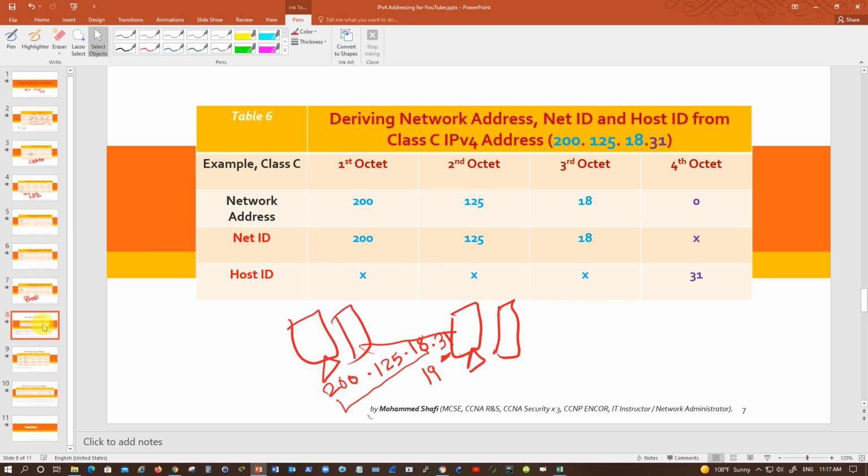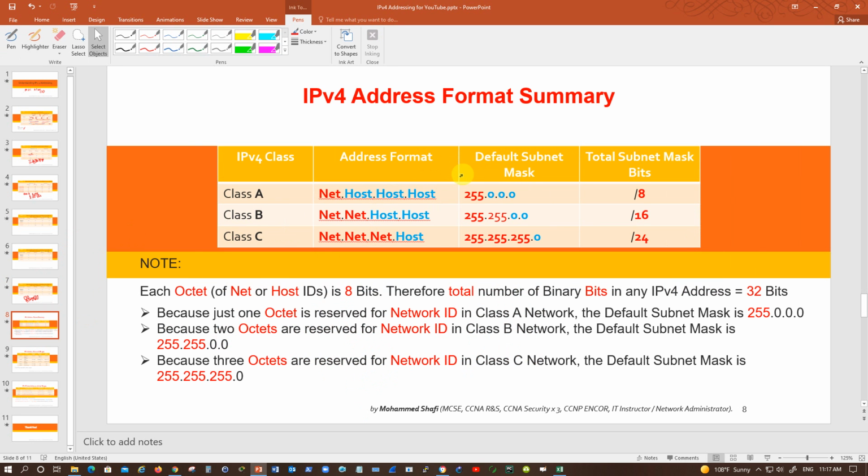So that was all about your IP address. Now this is a summary for this. You can see the format. Class A will have 1 octet as net ID and the remaining 3 as host ID. Class B will have 2 octets reserved for net ID, 2 for host ID, and their default subnet mask.